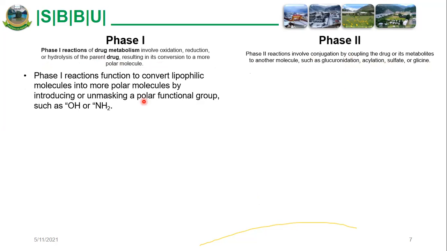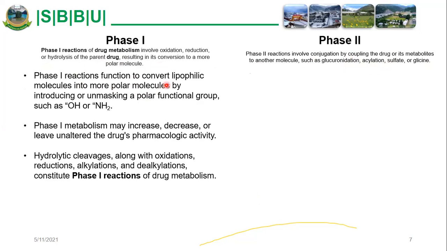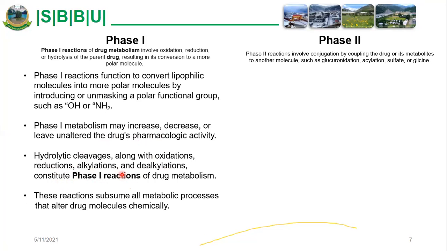And phase 1 reactions mostly convert the lipophilic molecule to a more polar molecule by the attachment or unmasking of polar functional groups, such as hydroxyl or amino groups. And phase 1 may increase, decrease, or leave unaltered the drug's pharmacological activity. Remember this point. And hydrolytic cleavage, along with oxidation, reduction, and dealkylation, constitute phase 1 reactions of drug metabolism. And it makes the molecule ready for the phase 2 reactions.